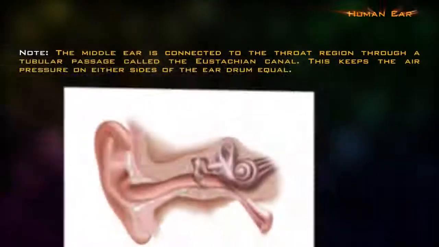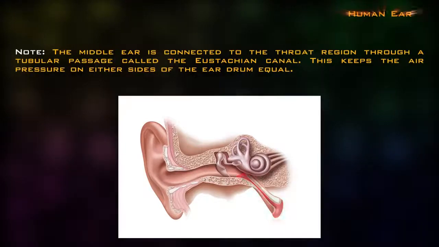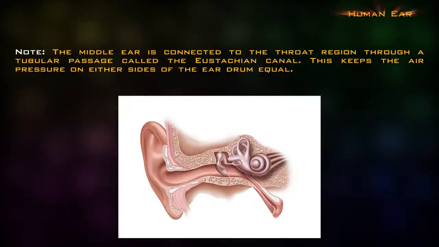The middle ear is connected to the throat region through a tubular passage called Eustachian canal. This keeps the air pressure on either side of the eardrum equal.